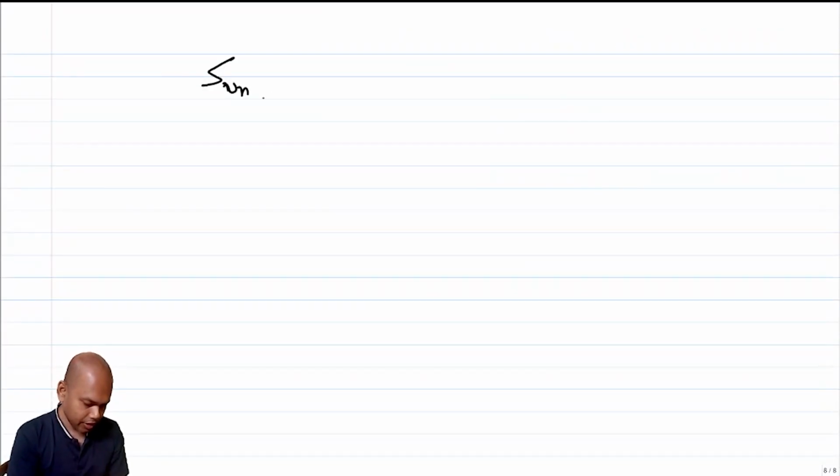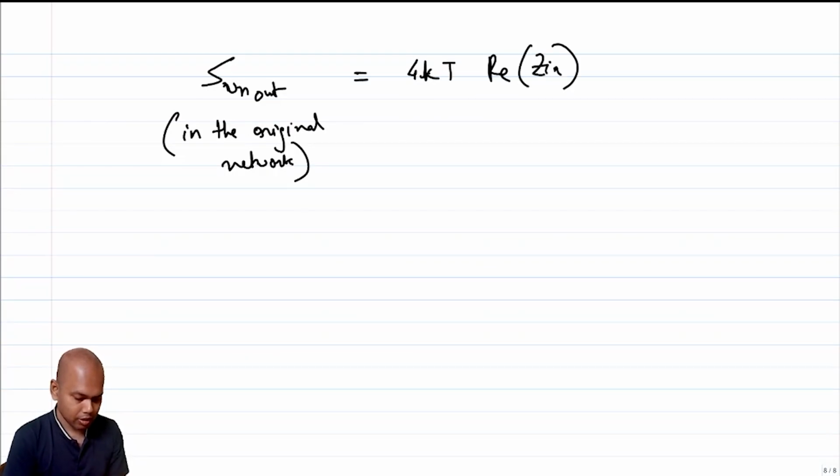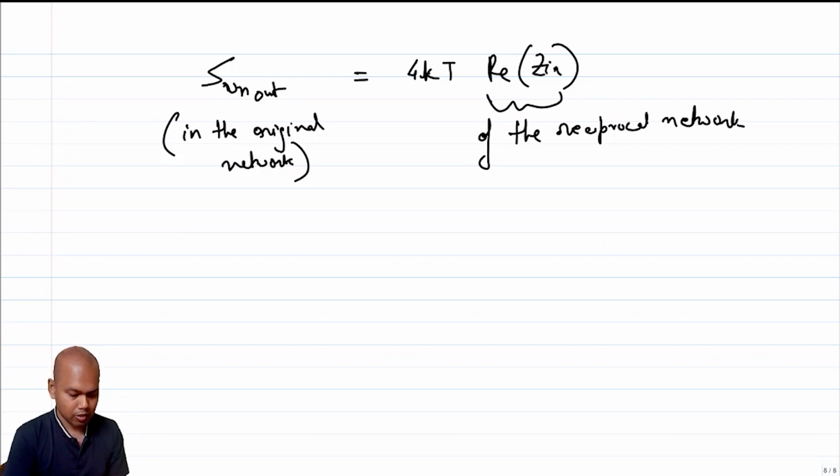So which essentially means that I can relate the total output noise spectral density SVn,out in the original network to be 4kT times the real part of Zin of the reciprocal network when looked through the output port.